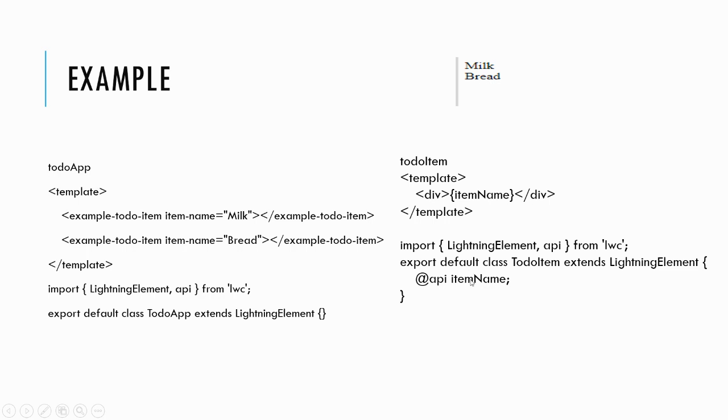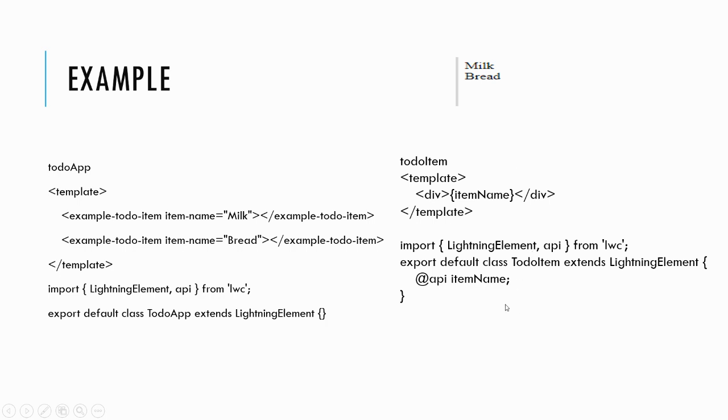Now the parent can pass a value to this itemName and then do the operation. When todoApp is rendered in our web browser, it will replace the default todo example with itemName as milk and itemName as bread. When you run it in the browser, you will see the default value only because in our child component we have given the template with a default item name. At runtime, it will take the values from the parent because we have decorated the property with @api, and the same will be used in our child component, todoItem. It will replace the item name at runtime with the provided values, like milk and bread. And this is how it will be shown in the web browser.